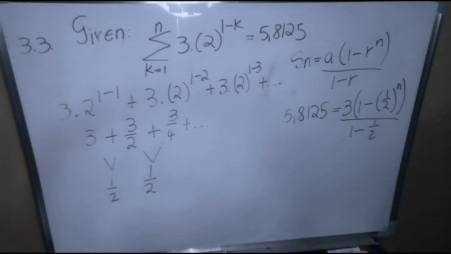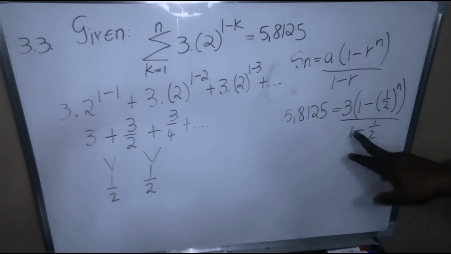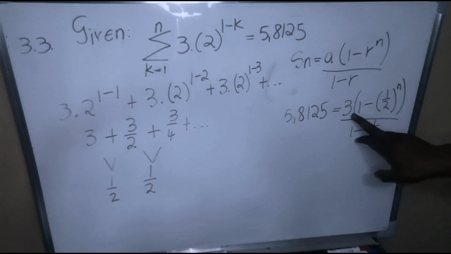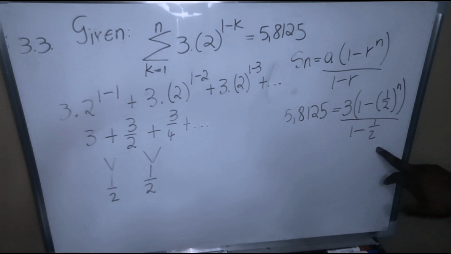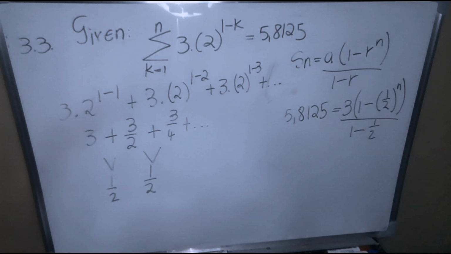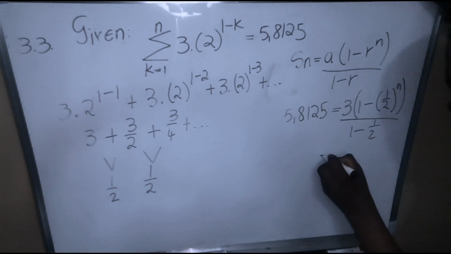Are we clear, guys? Then now, whatever, if this is the case, since I'm multiplying here and there are no variables at the bottom, I can literally divide this 3 by 1 minus 1 over 2. I can say 3 divided by 1 minus 1 over 2. The answer on my right is going to be 6.